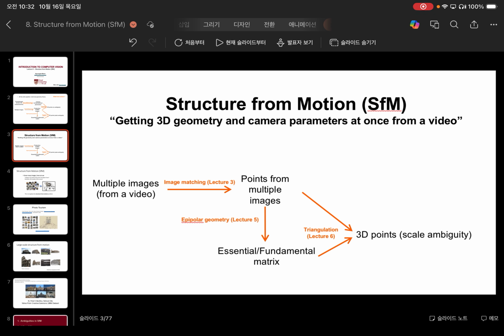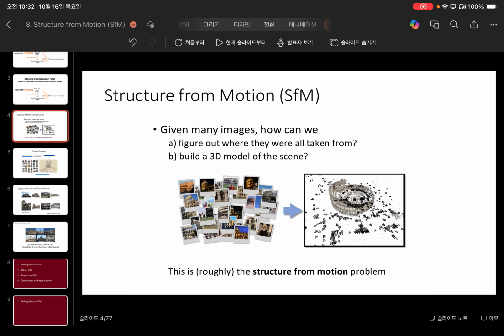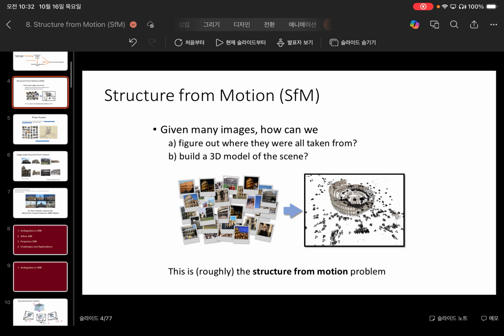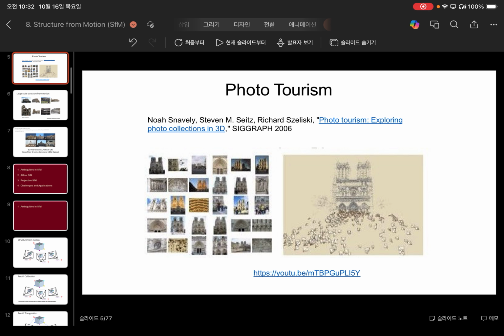If we have just multiple images, then it finds correspondences between images by the image matching algorithm that we learned in lecture 3. And epipolar geometry is used to get some camera parameters between frames. And then we can lift them to the 3D space using triangulation. This entire pipeline is called structure from motion, getting 3D geometry and camera parameters at once from a video. That is the structure from motion. And this is just the output of structure from motion.